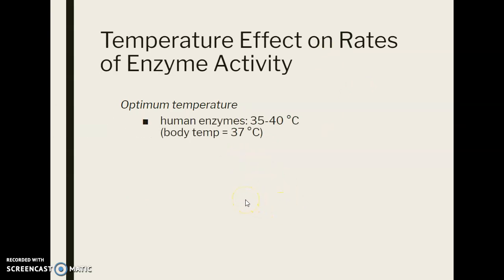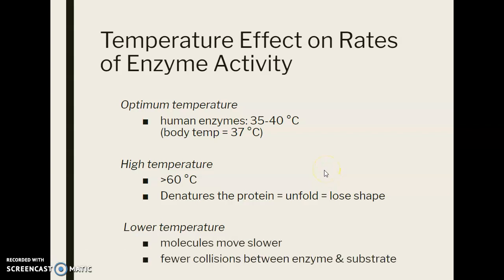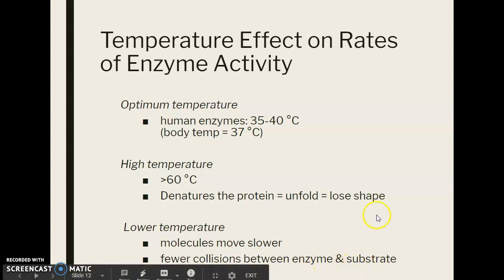So our optimum temperature for humans is 35 to 40 degrees Celsius. So basically body temperature, which makes sense, right? We want our enzymes to work optimally at our body temperature. High temperatures are greater than 60 degrees Celsius. What's going to happen is that the protein is denatured, it loses its shape. At lower temperatures, the molecules just move slower, so the substrates are going to react less with the enzyme. So high temperatures and low temperatures are both going to affect it.